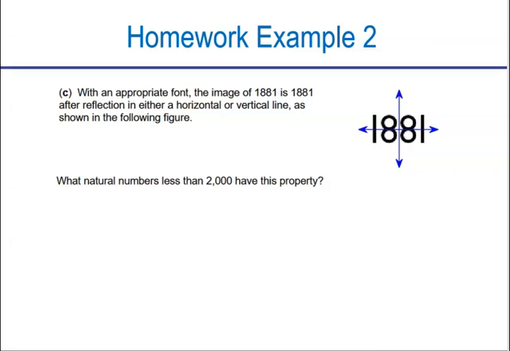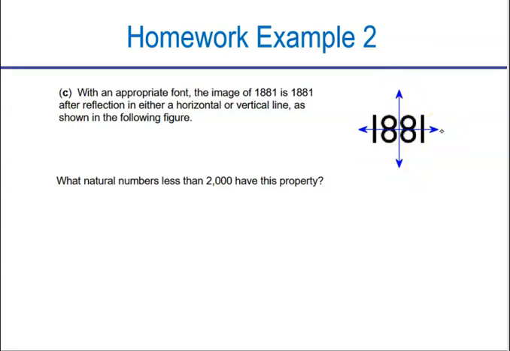So with an appropriate font, the image of 1881 is 1881 after reflection in either the horizontal or vertical axis, as shown in the figure. So notice they have the blue line, that's your vertical reflection. Notice if you reflect through the vertical line, it just reflects right back on top of itself. Same thing holds if you reflect through the horizontal line. It's really a very interesting number.